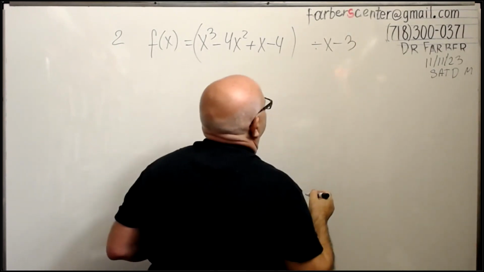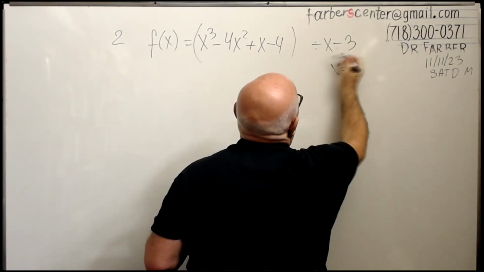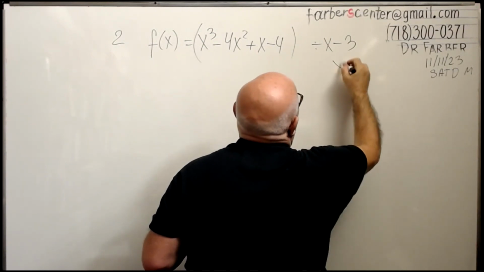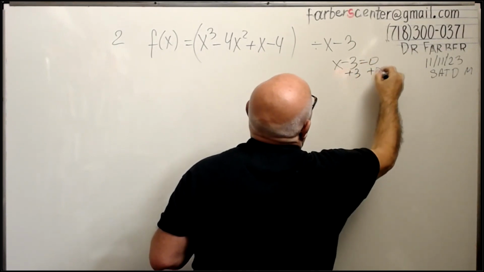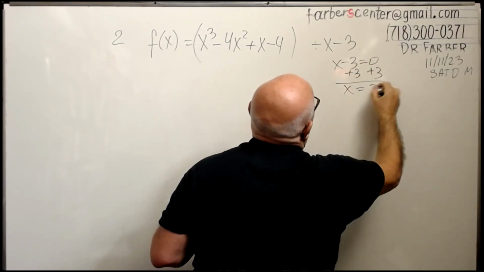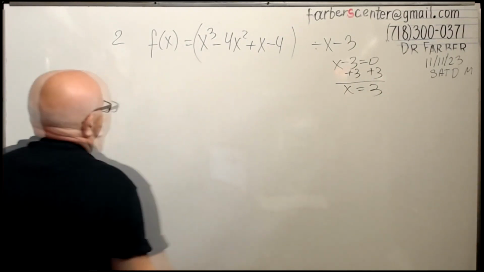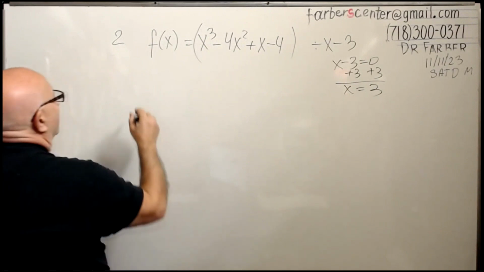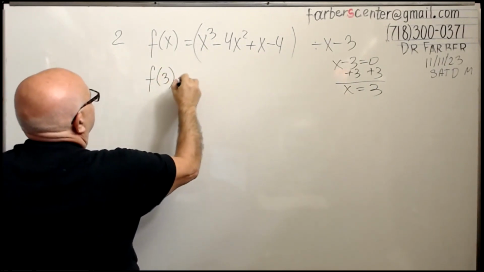Step number 1, set a factor. x minus 3 equals 0, plus 3, x equals 3. You can do it mentally. This is step number 1. Now it's to find the remainder. Easy. Using the remainder theorem, you're supposed to plug in this 3 instead of x.